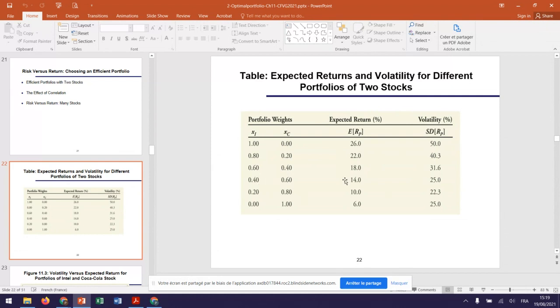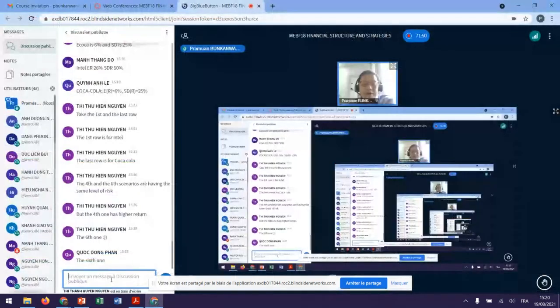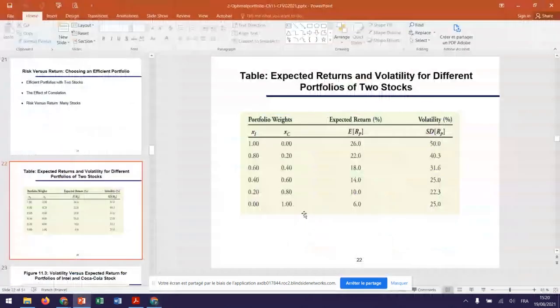What do you observe here? There is one stupid investment that you should avoid from this table. What is it? What is the stupid investment in these six scenarios? Which scenario should you avoid? You should avoid the sixth one, which is investing 100% in Coca-Cola. Why? Why is that so?